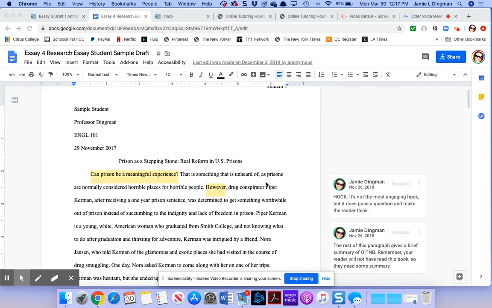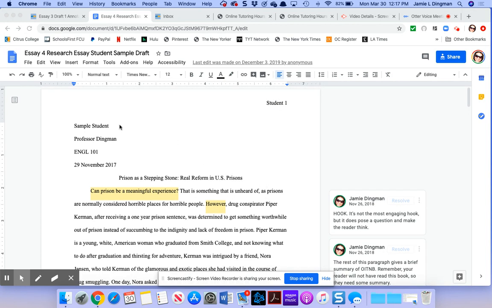Now, keep in mind, like some of my student samples, this is a partial draft, so I'm not showing you this person's entire paper, but I am going to show you a section from each of the major sections that are required for this paper. So let's start off at the top.